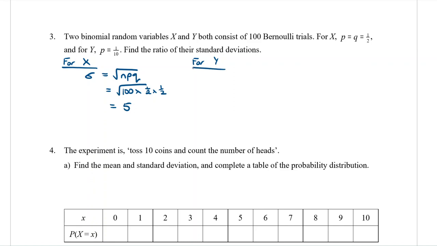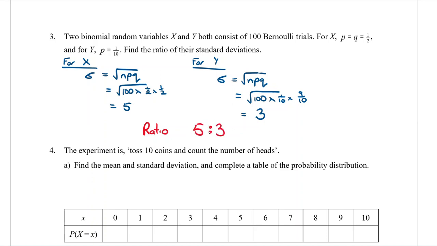Do the same thing now for Y. So let's find the standard deviation for Y. Square root of NPQ. There's still 100 trials, but my P and Q are different. P this time is 1/10, which means that Q is 9/10. And what was your answer, Ben? Correct. So the ratio of x to y is going to be 5:3. Ratio of the standard deviations, 5:3.